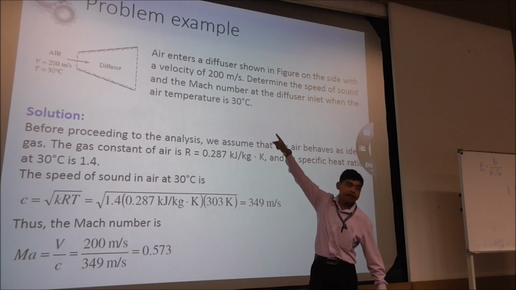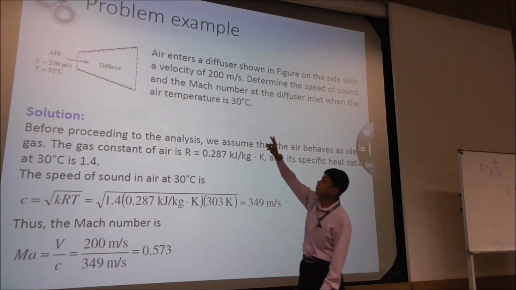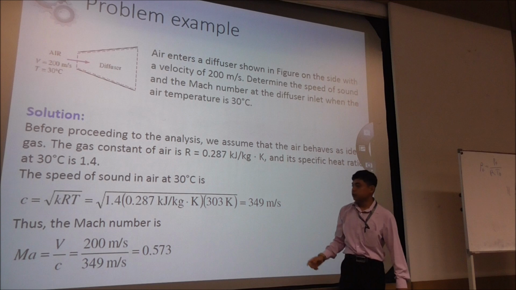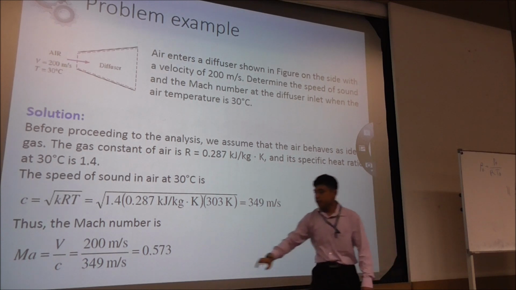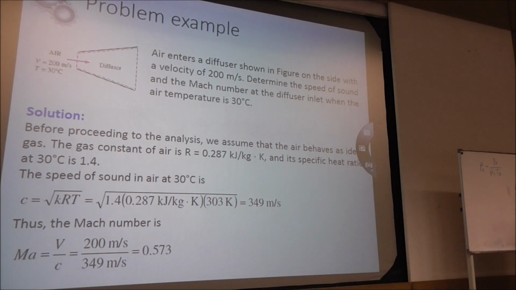And then you see the air temperature is 30 degrees C, but you need to convert it into Kelvin. If you are not doing that, you will get a different result. If you get a different result, your Mach number will be different. Okay, any question?